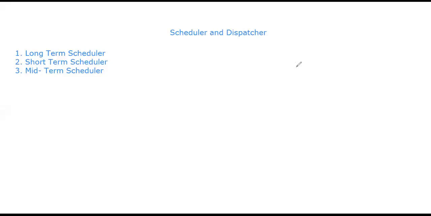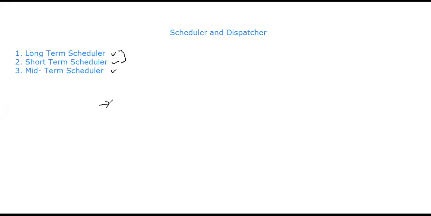Hello students. So we were discussing scheduler and dispatcher. We have picked that there are three types of scheduler: long-term scheduler, short-term scheduler, and mid-term scheduler. We had discussed what the long-term scheduler and the short-term scheduler are. So let's have one quick review and then we'll move into the third one, that is mid-term scheduler.